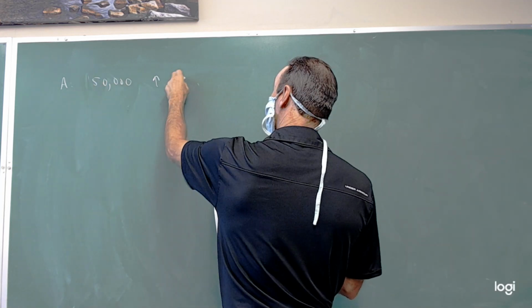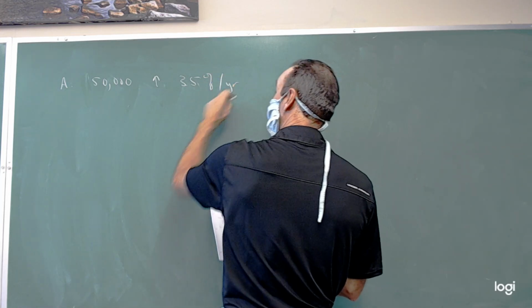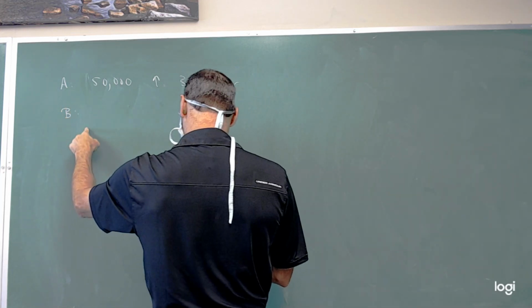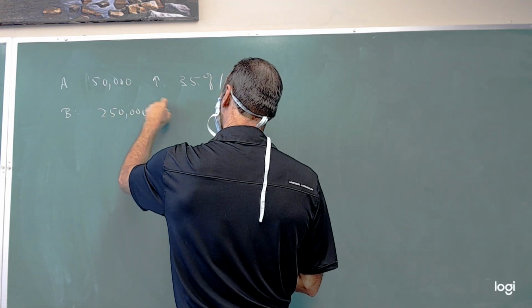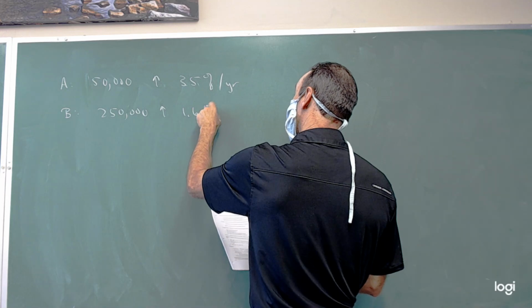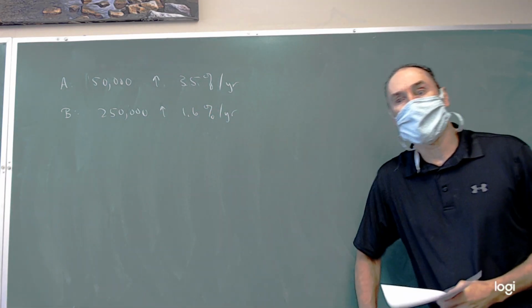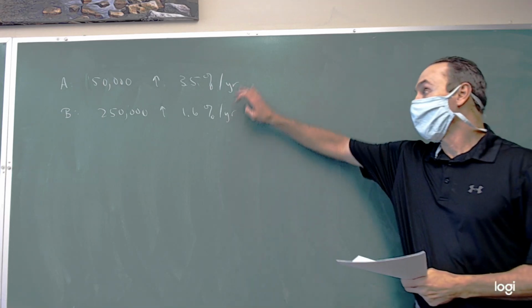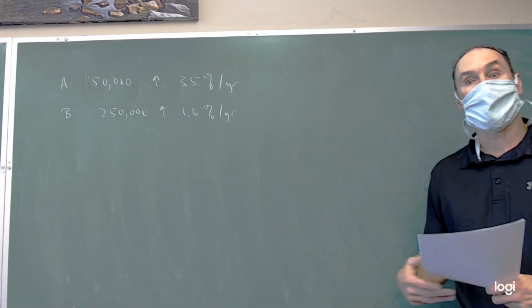It's growing by 3.5% per year. Does that sound right? And city B starts with 250,000, and it's going to increase by 1.6% per year. And so, of course, even though city B's got a big head start on population, city A is growing faster, so eventually it's going to catch up, and we want to know when.